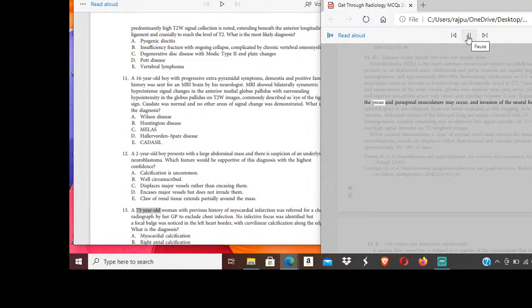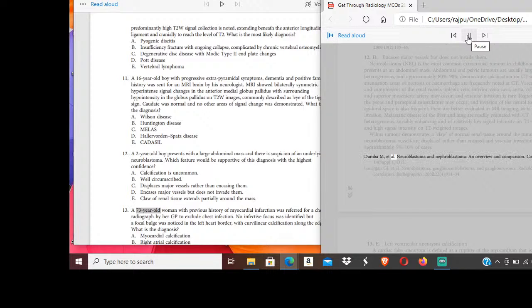Regional invasion of the psoas and paraspinal musculature may occur, and invasion of the neural foramen into the epidural space is also frequent. These are better evaluated at MR imaging, as is regional organ invasion. Metastatic disease of the liver and lung are readily evaluated with CT. They are typically heterogeneous, variably enhancing and of relatively low signal intensity on T1-weighted images, and high signal intensity on T2-weighted images. Wilms tumor demonstrates a claw of normal renal tissue around the tumor. In contrast to neuroblastoma, vessels are displaced rather than encased and vascular invasion occurs in approximately 5%-10% of cases.